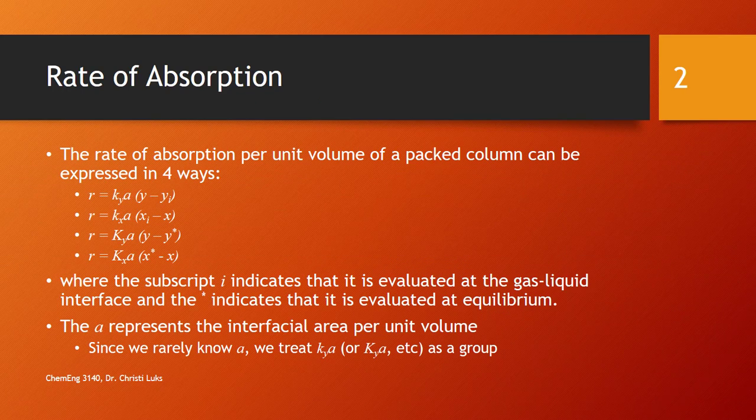And what we were last talking about was the rate of absorption, and that we have a lot of different ways we can write this. We can write it in terms of the difference between the Y in the bulk gas and the Y at the interface, or the X at the interface and the X in the bulk liquid. Or we can do it in terms of the Y in the bulk gas and the Y that would be at equilibrium with the bulk liquid, or the X that would be in equilibrium with the bulk gas and X. And the choice of film coefficient or overall mass transfer coefficient is based on what we choose as our driving force.